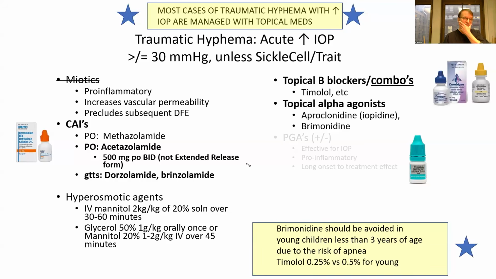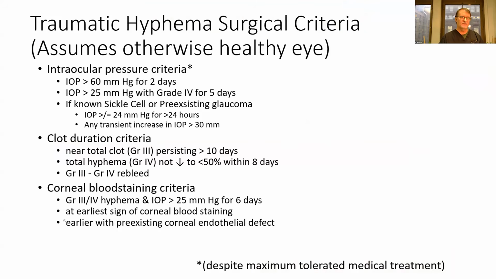I think the caveat here, the most important, is we typically avoid miotics. I know there are people who build a case for that, but they're pro-inflammatory. They increase vascular permeability. And then if I need to do a DFE later, if the patient has a complaint, I need to counteract that. So I typically avoid those. Prostaglandins also, they're good for IOP, but they're also pro-inflammatory. I'll try all of these other combinations first.